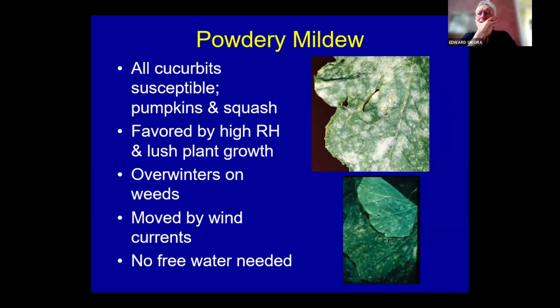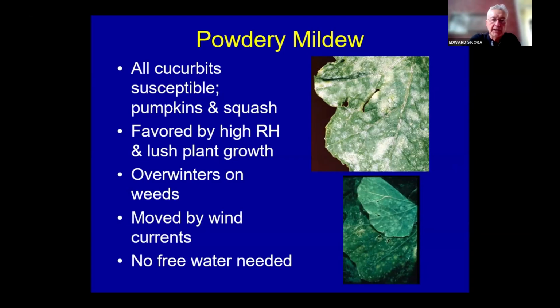The last fungal disease I talk about is one you probably all know about, powdery mildew. It gets its name from the powdery growth that you see on the foliage. All cucurbits are susceptible. Probably pumpkins and squash are the most susceptible to this disease. I see it every year on both crops, but especially squash during the summer. It's favored by high relative humidity and lush plant growth, so over-fertilization can lead to more lush growth and more situations where you see mildew. Shading also often helps the disease progress.